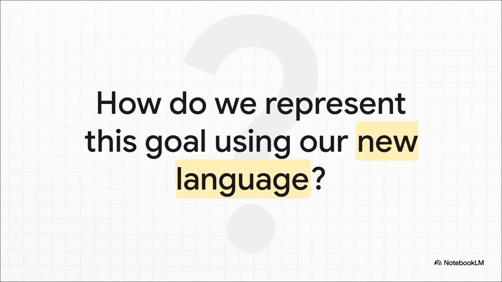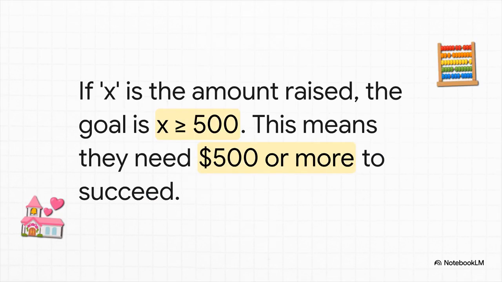That key phrase, at least. Which one of our 4 symbols perfectly captures that idea? The idea that hitting $500 is great, and anything more than that is also great. And this is it. This is how we write it. If we use X to represent the money they raise, the goal is X is greater than or equal to 500. That little statement perfectly describes what they need to do to succeed.